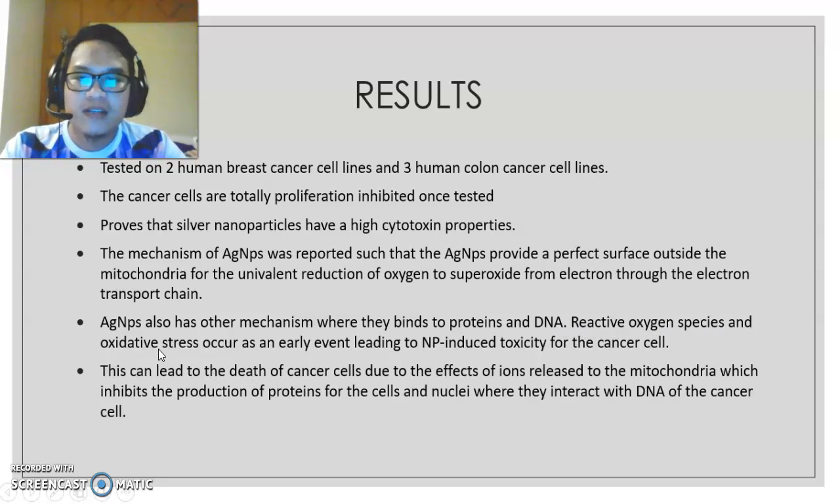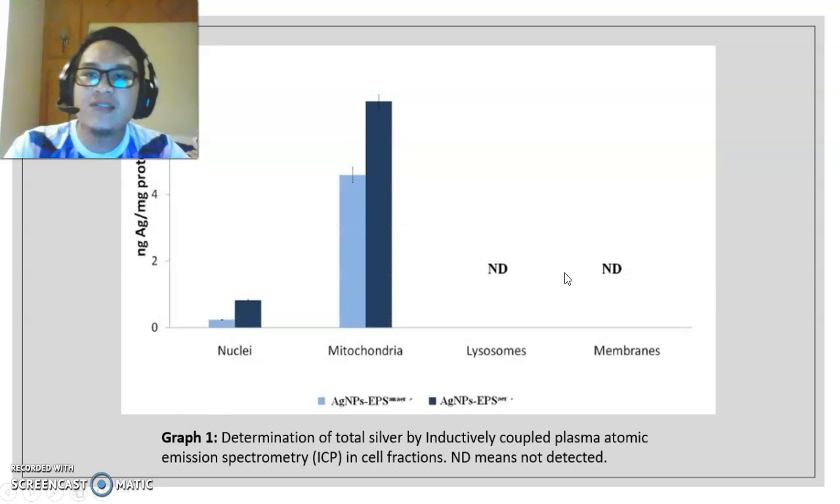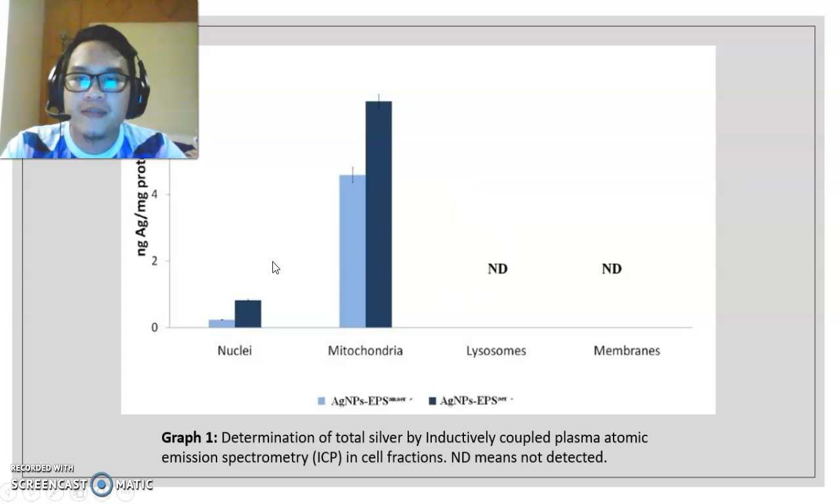Reactive oxygen species and oxidative stress occur as an early event leading to nanoparticle-induced toxicity for the cancer cells, which can lead to death. This can lead to the death of cancer cells due to the effects of ions released to the mitochondria, which inhibits the production of proteins for the cells, and to the nuclei, where they interact with the DNA of the cancer cells and eventually kill the cells. This graph shows the summary of the results, where both of the silver nanoparticles attached to the mitochondria and the nuclei of the cancer cells.